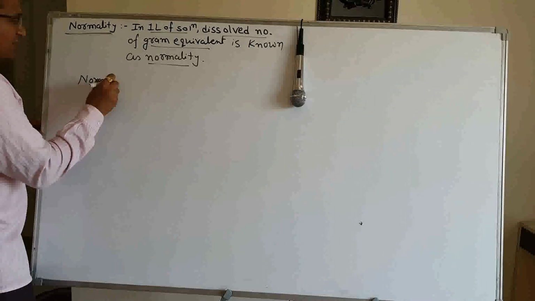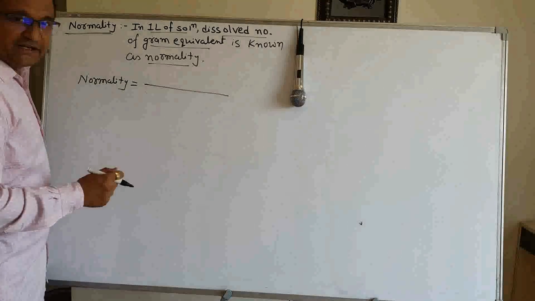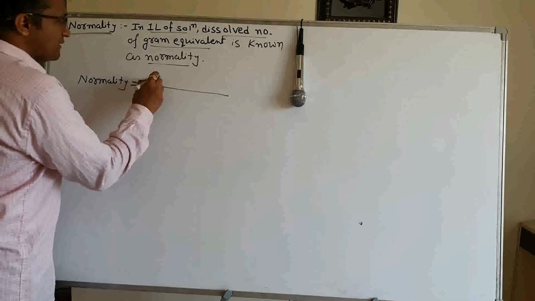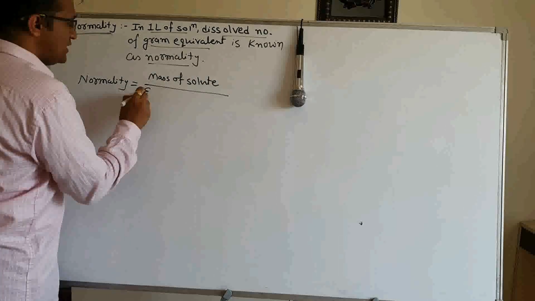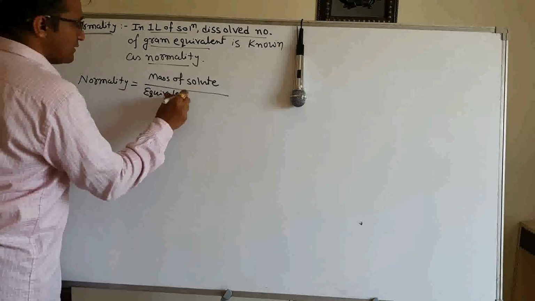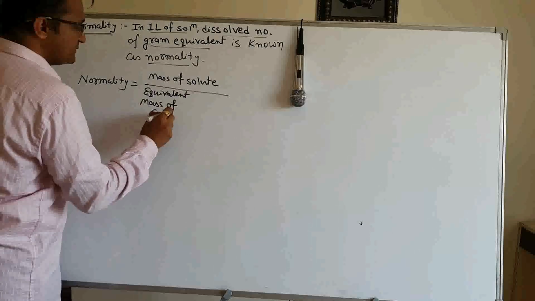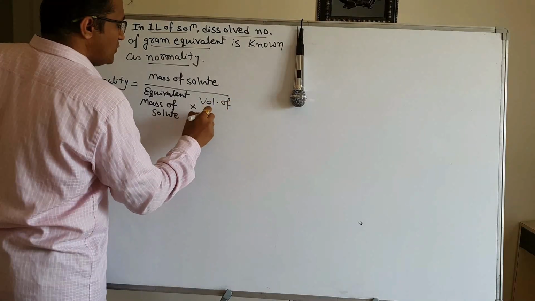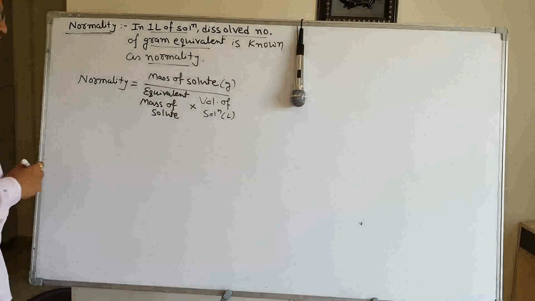So there is only minor difference between the formula of normality and molarity. See, normality means mass of solute divided by equivalent mass of solute into volume of solution in liter, mass is generally in gram.